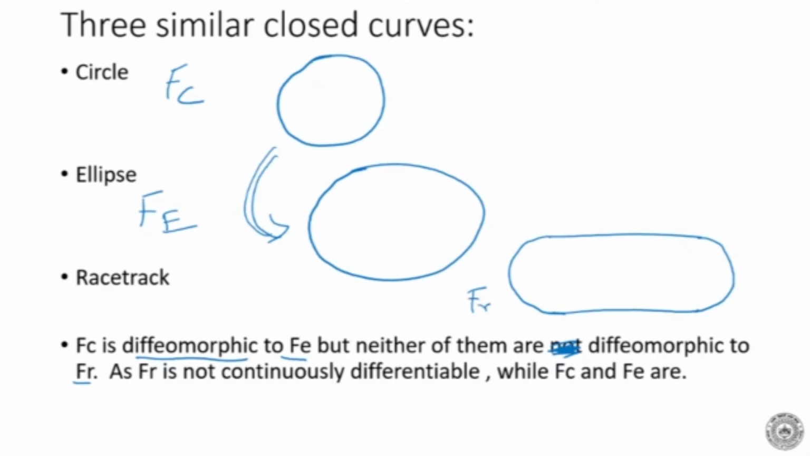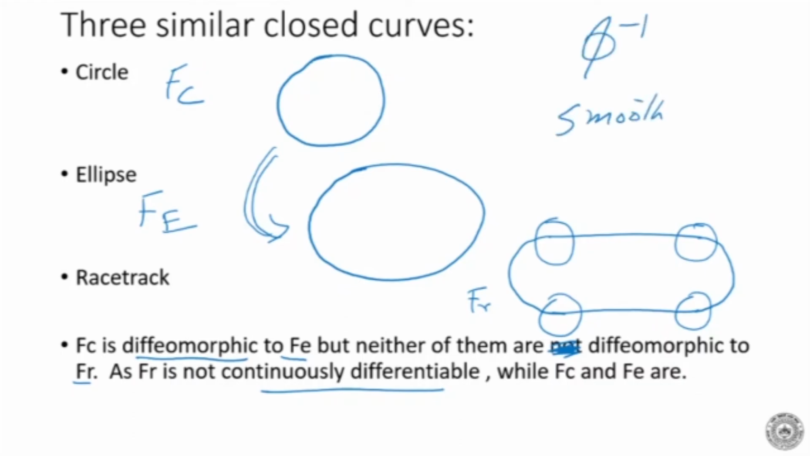Why? Because FR is not continuously differentiable, while FC and FE are. That means at these points, where the semicircle is meeting the straight line, they are not continuously differentiable, and hence it is not diffeomorphic. So FC and FE are not diffeomorphic to FR, because FR is not continuously differentiable. So we need to look at this one and smooth. For smooth, it has to be continuously differentiable, because you need the velocities.